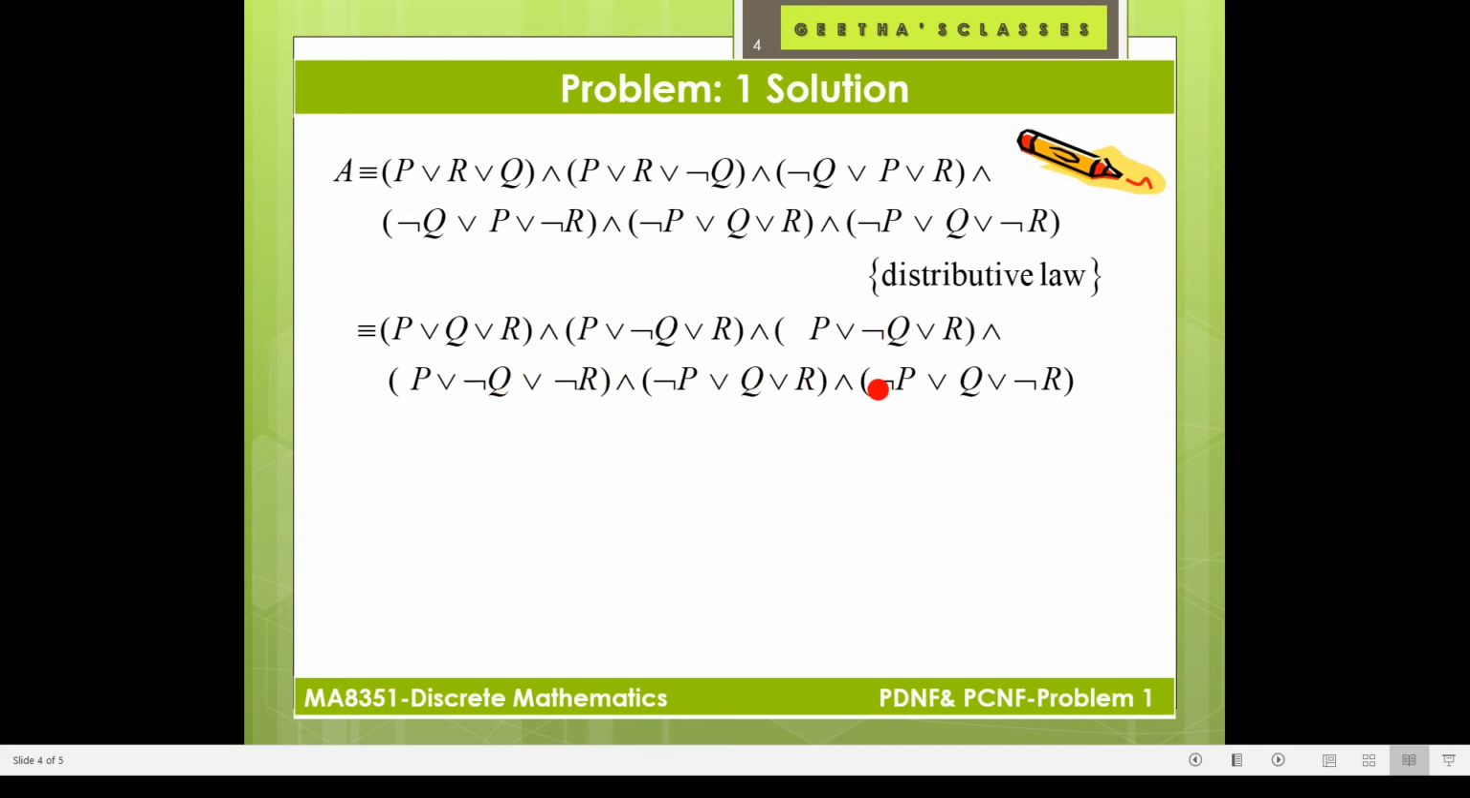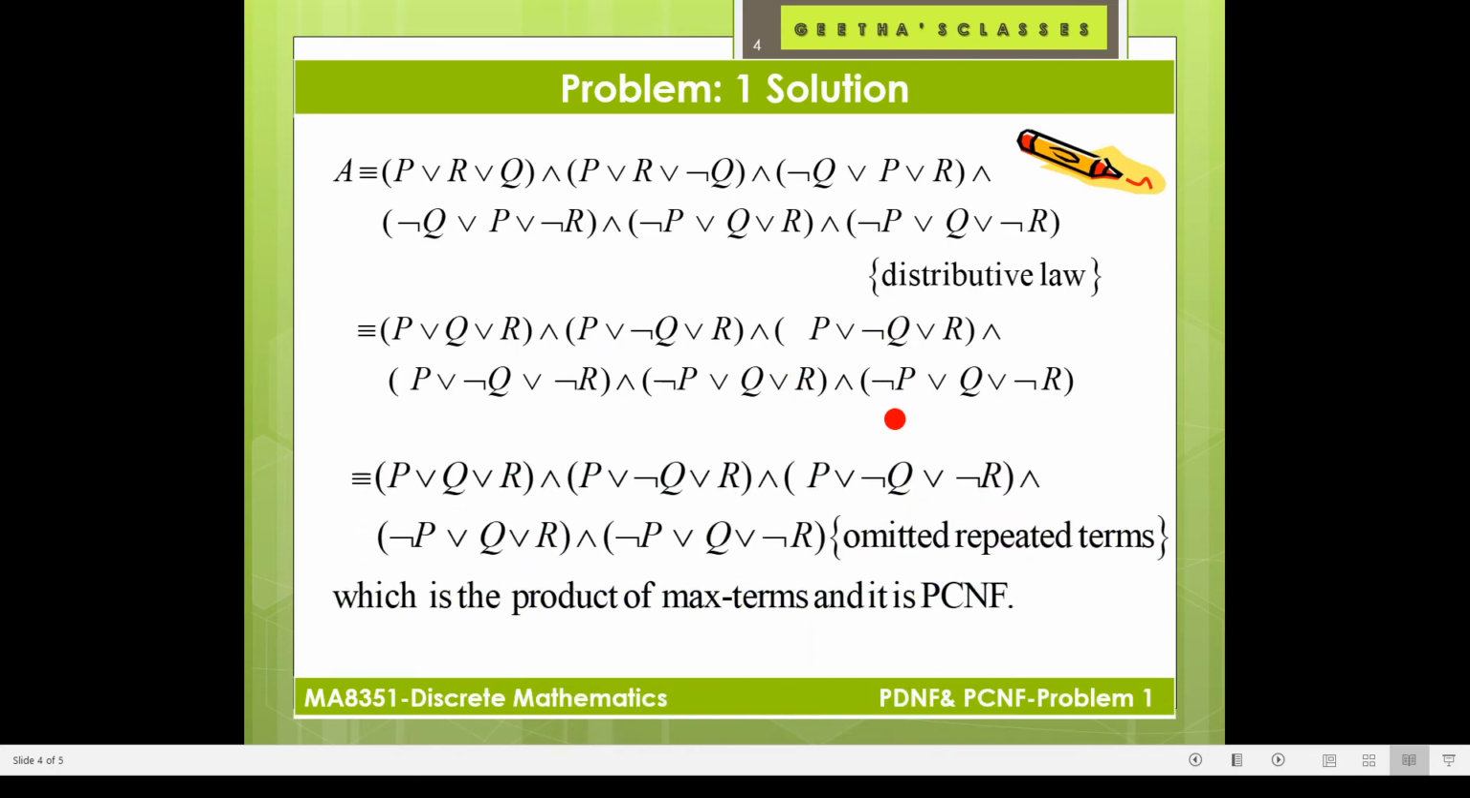Check whether any other terms are repeated. No. So here not P Q R, here not P Q not R. All the other terms are not repeated. Only these two terms are repeated. You are writing this term once, right? So totally 6 terms, and we are rearranging and writing it as 5 terms. 1, 2, 3, 4, 5, 5 terms. So we are omitting the repeated terms.